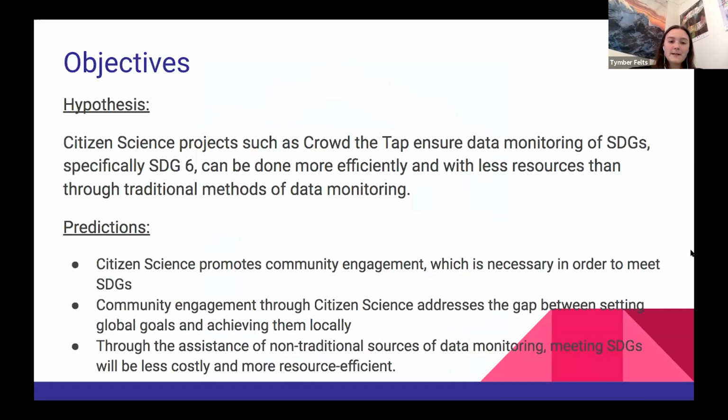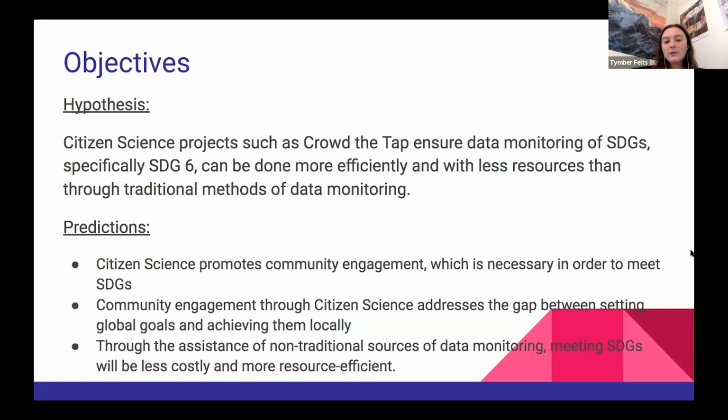So for the first one, I said that citizen science promotes community engagement, which is necessary in order to meet Sustainable Development Goals. Basically, meeting the Sustainable Development Goals requires an all hands on deck situation. Such ambitious goals cannot be met without the help of as many people as possible.